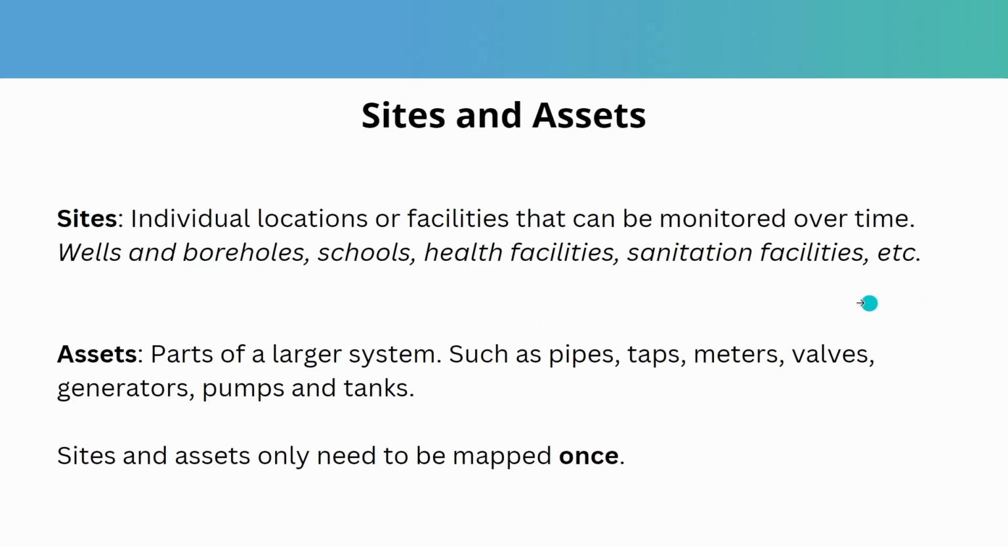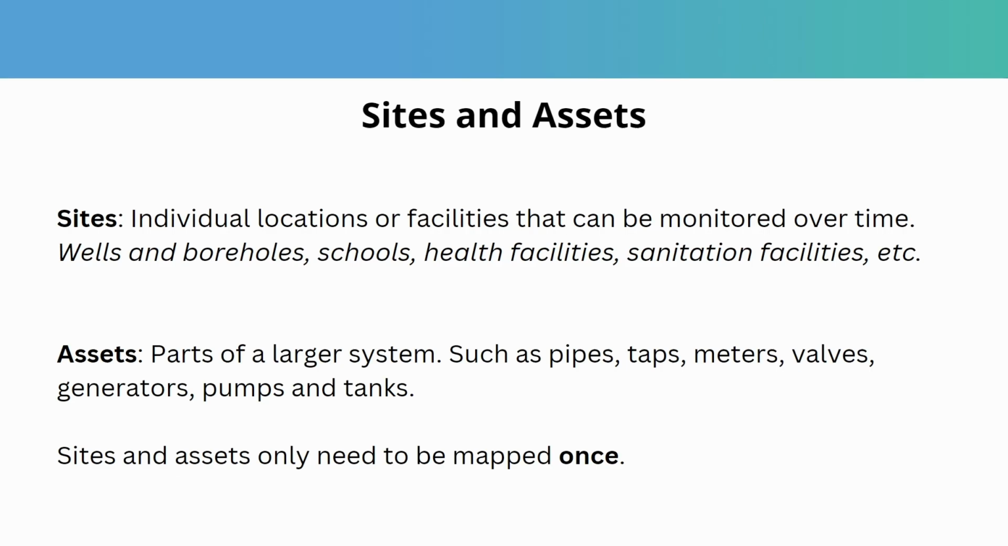So let's do this. And just to be clear on the terminology, let's take a quick look at what sites and assets are. So in mWater's world, sites are individual locations or facilities that can be monitored over time. So that means things like individual water wells and boreholes, schools, health facilities, sanitation facilities, and so on. When I mention assets, I mean parts of a larger system. So you can have a water system in mWater and then track it with assets, map it to any level of detail you want. So that can mean things like pipes, taps, meters, valves, generators, pumps, and tanks.